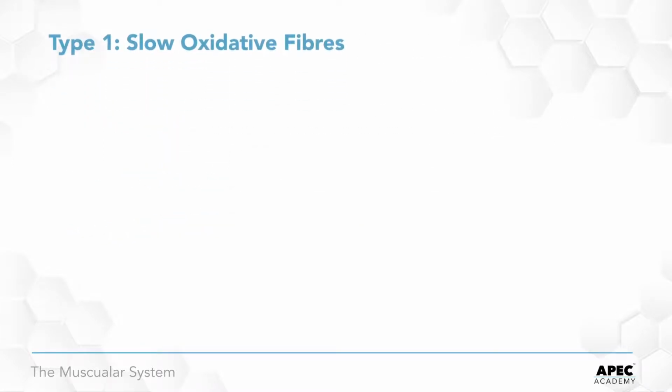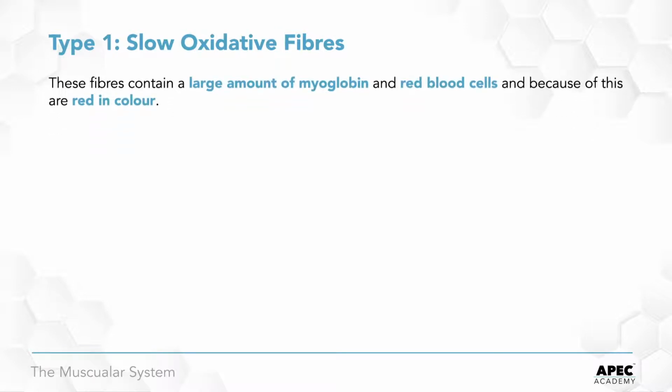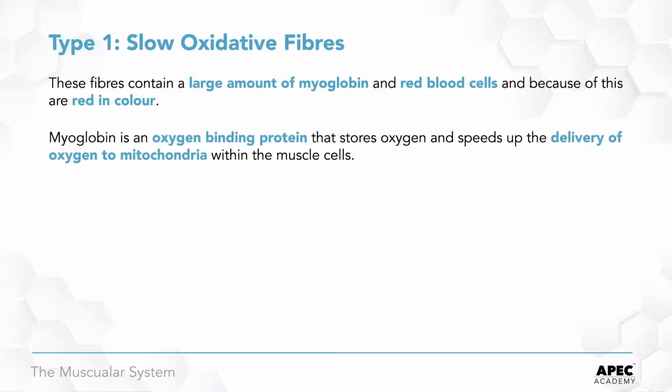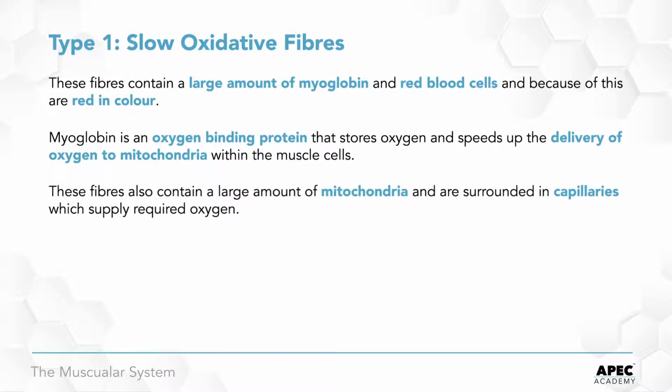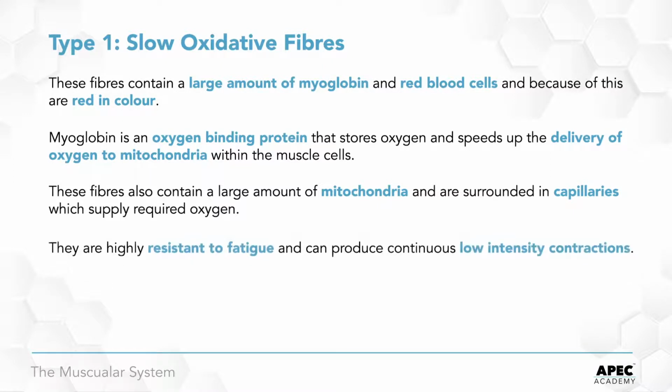First, we will take a look at type 1 slow oxidative fibers. These fibers contain a large amount of myoglobin and red blood cells, and because of this are red in color. Myoglobin is an oxygen-binding protein that stores oxygen and speeds up the delivery of oxygen to mitochondria within the muscle cells. These fibers also contain a large amount of mitochondria and are surrounded in capillaries which supply required oxygen. They are highly resistant to fatigue and can produce continuous low-intensity contractions.